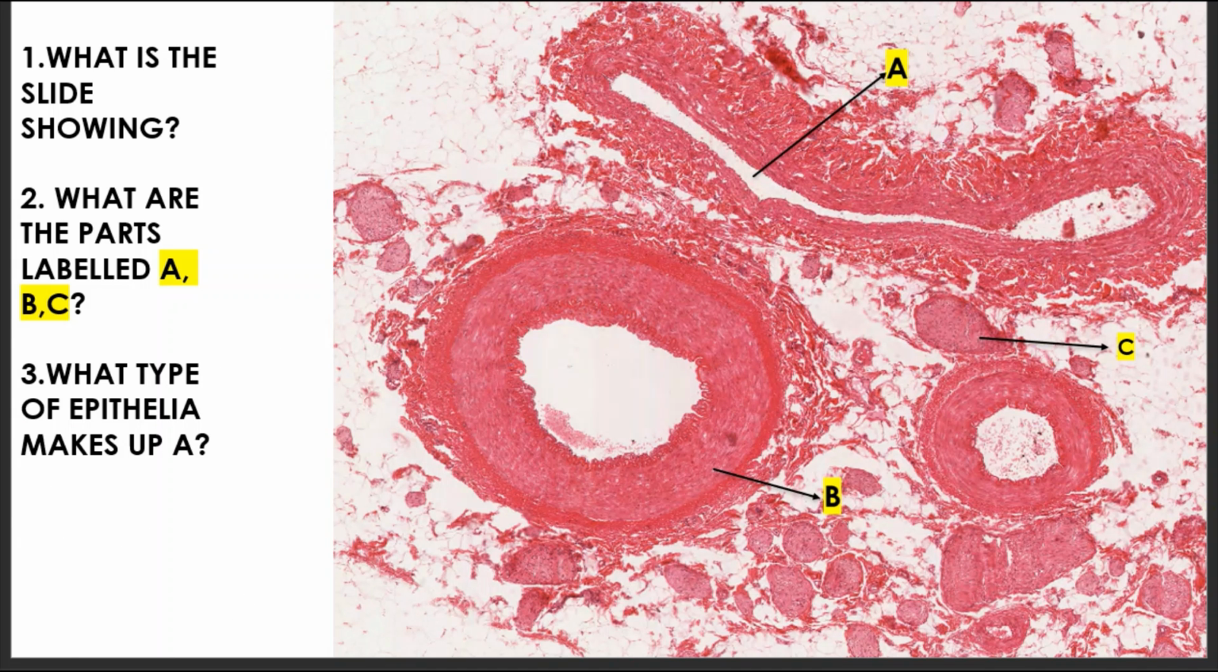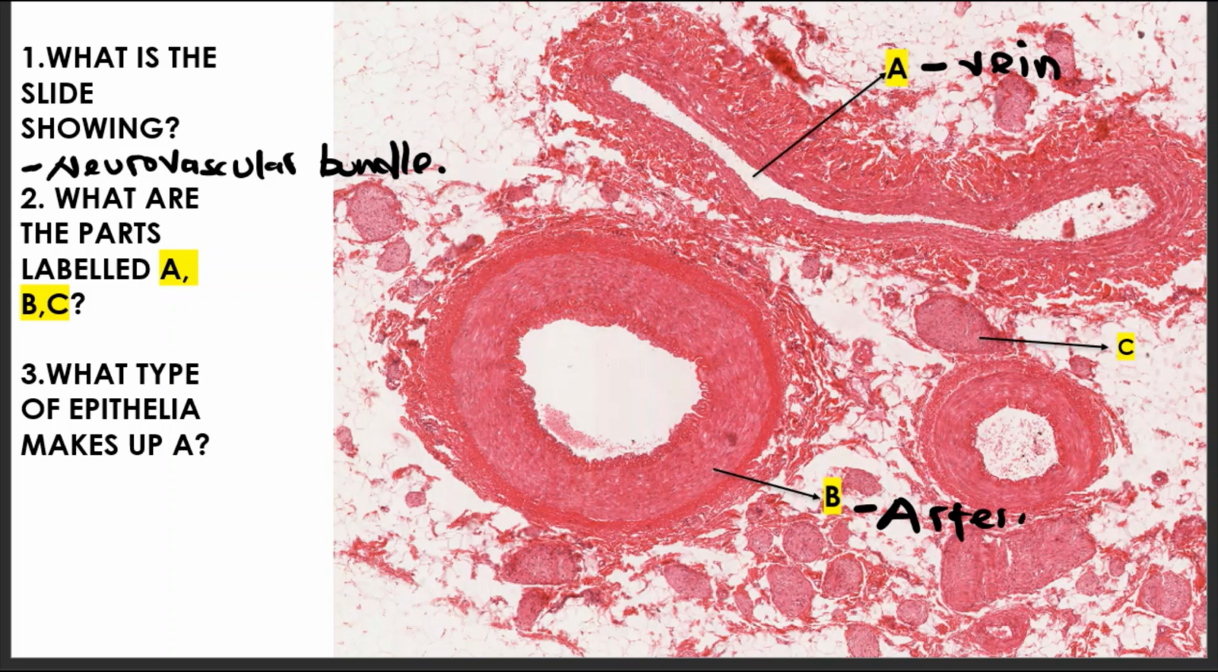What is showing? You can see this B here is the arterial, the artery. A is the vein and C is the nerve. So this is a neurovascular bundle. A is the vein, B is the artery, C is the nerve.